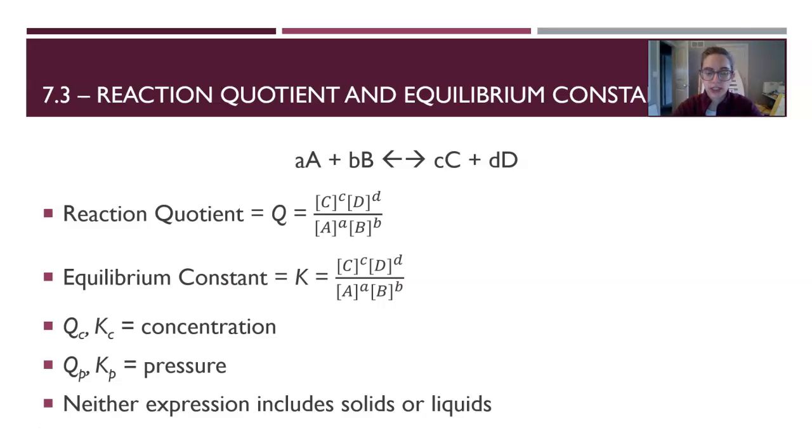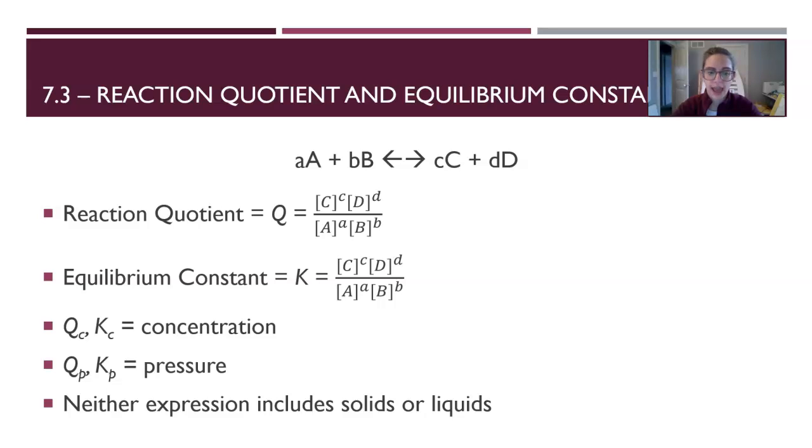Now, a reaction quotient is represented by the symbol Q, and that tells you the ratio of the forward and reverse reactions at a specific time. The equilibrium constant, symbolized by a capital letter K, represents the concentrations at equilibrium. It's still products divided by reactants. But Q is the ratio at a certain time. K is at equilibrium.